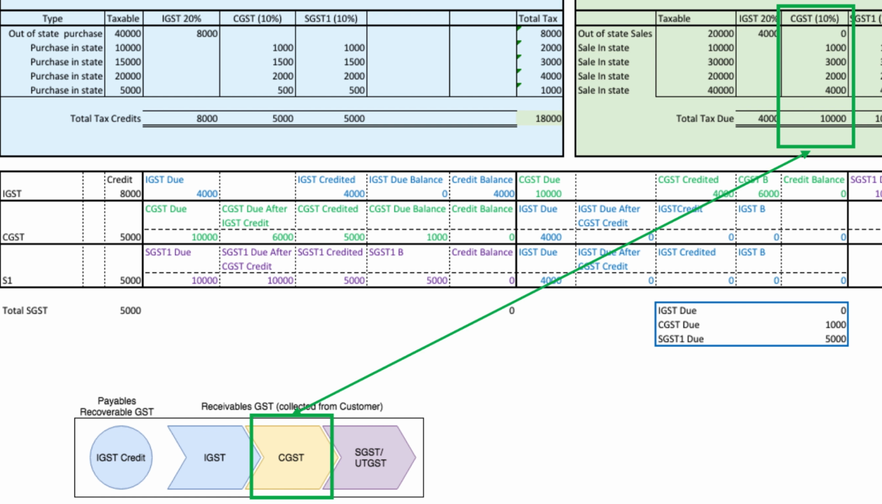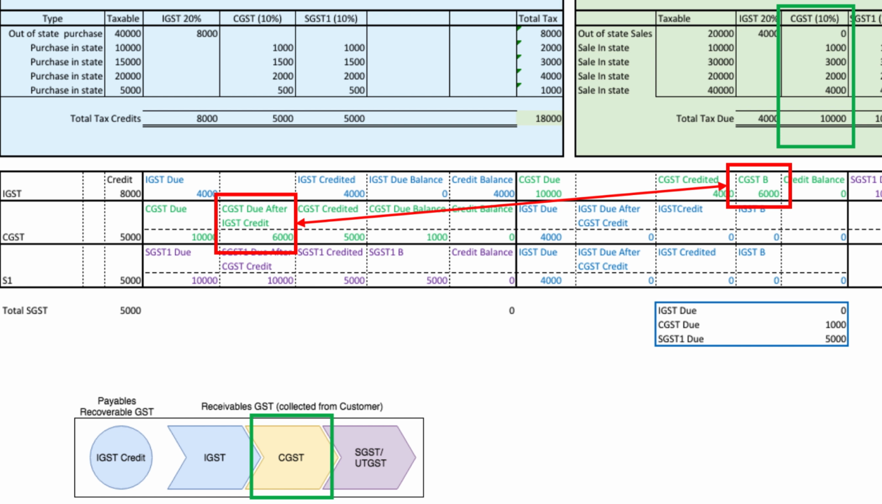So the CGST amount, as you can see here on the sales, is 10,000. And that amount, as you can see here, is put into the CGST due. And you'll actually see here that if we take the credit balance of 4,000 and we move that along to the 4,000 in that column, then the actual balance left over is 6,000. And you can see here that's the 6,000.